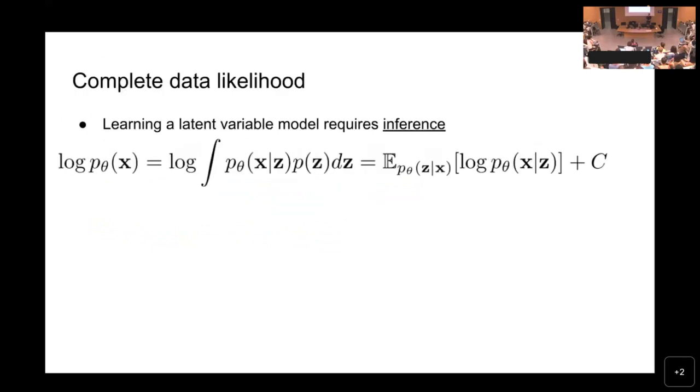So variational autoencoders try to address this problem of integrating out this set of latent variables by turning it into an inference problem. What we would like to do is maximize the log likelihood of our data, which is the log of this integral. But you can also write that as an expectation over the posterior distribution. So that's on the right here. Now, if you want to evaluate this thing on the right, the trick is how do you evaluate this posterior distribution? How do you infer what the latent variables were given the data that you observe?